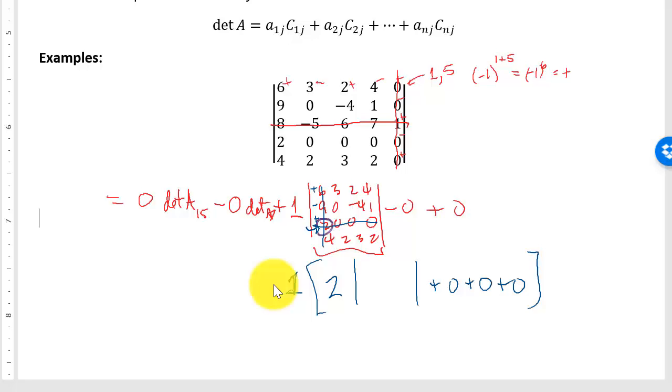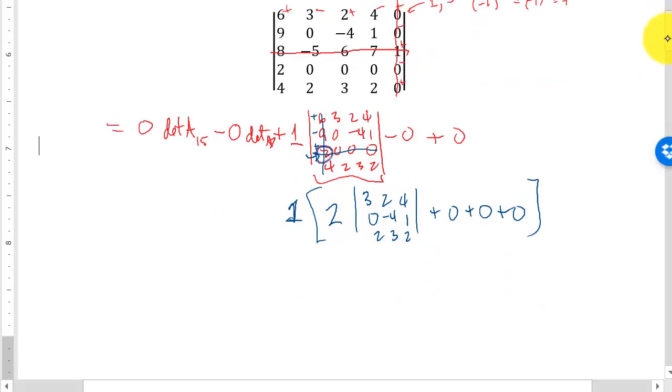So I cross out the third row and the first column because that's where 2 is. And then the submatrix I have left is a 3, 2, 4, 0, negative 4, 1, and then a 2, 3, 2. Okay, so now I want to continue to work on this, and I would need to find the determinant of this. Now I can do the same thing. It looks like I would be interested in expanding on the second row.